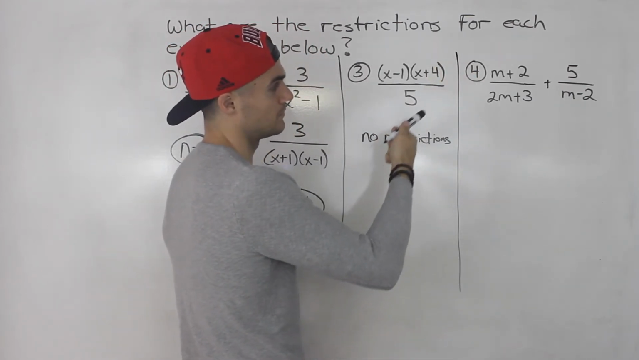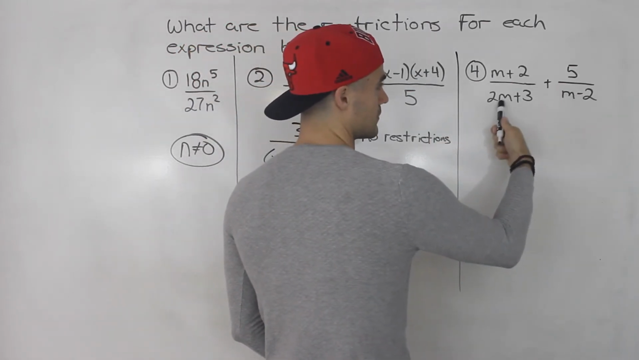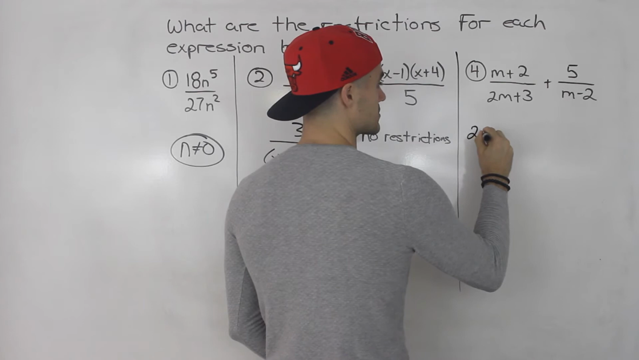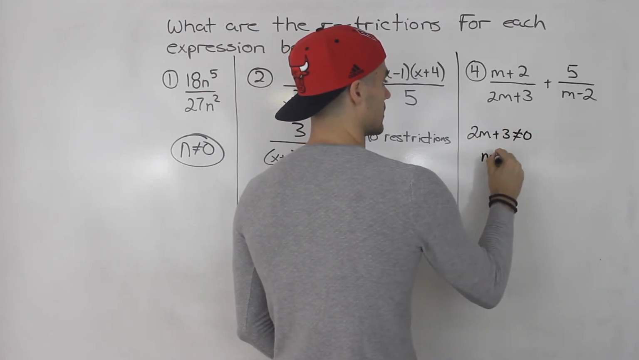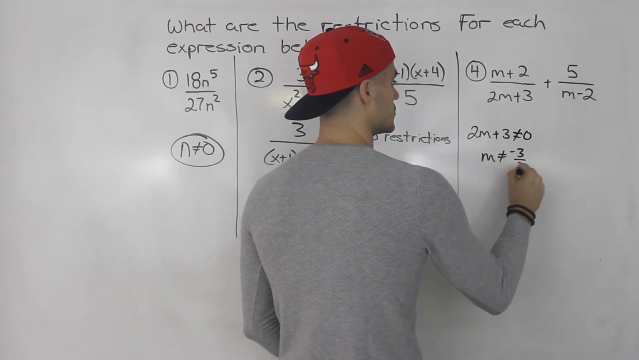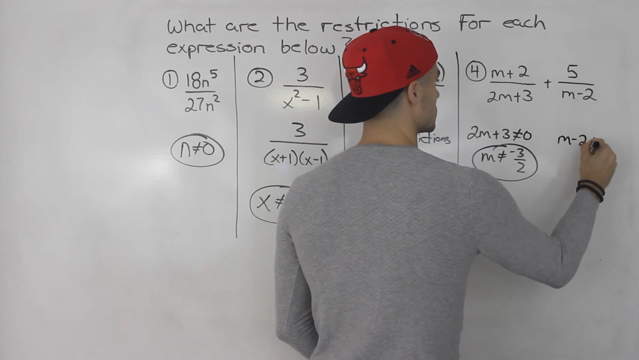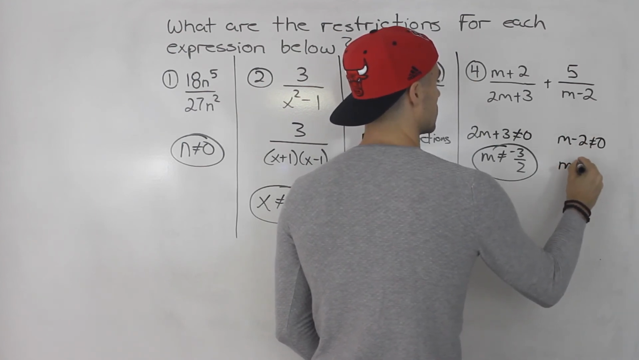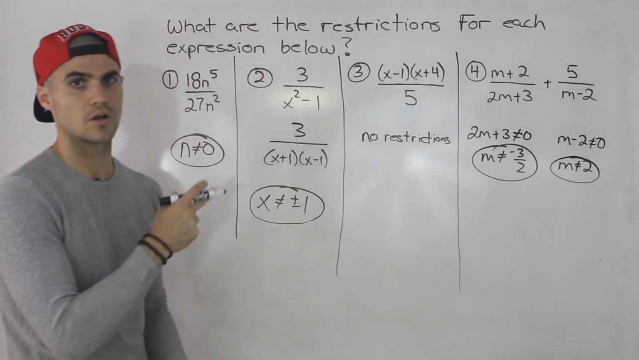What about number 4? Everything is factored already, and then the restrictions would come from these two expressions. So 2m plus 3 cannot equal 0, which means m cannot equal negative 3 over 2. And then here, m minus 2 cannot equal 0, which means m cannot equal positive 2. Those are the two restrictions for number 4.